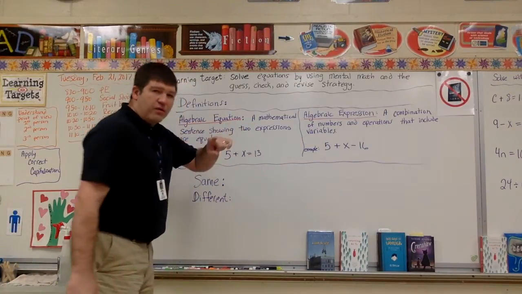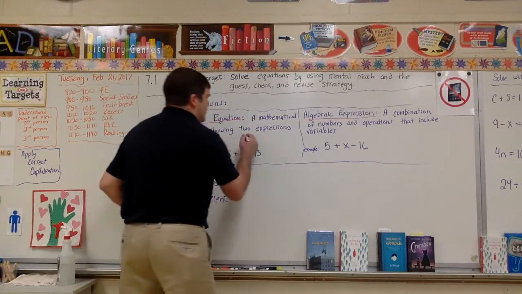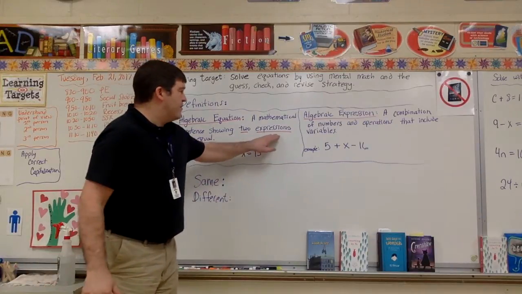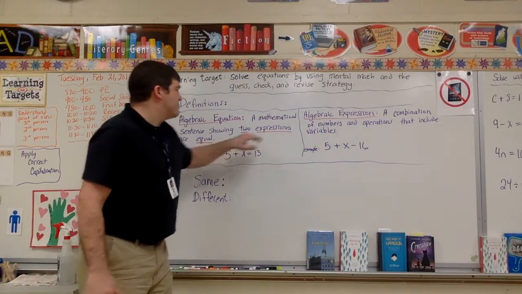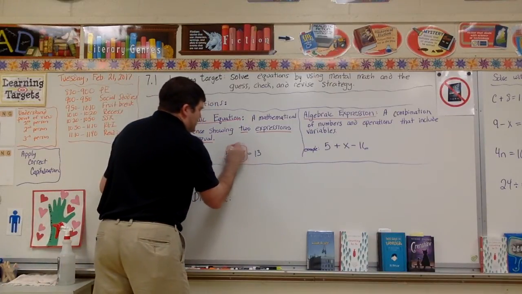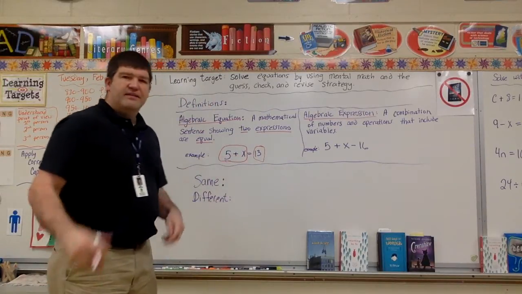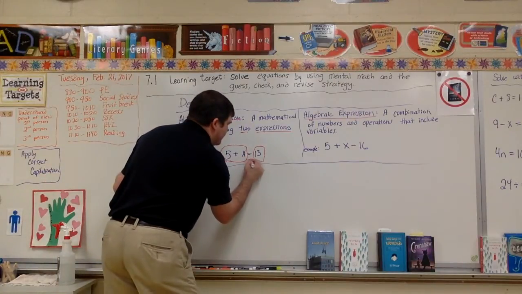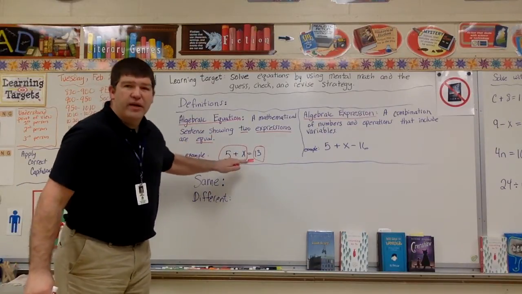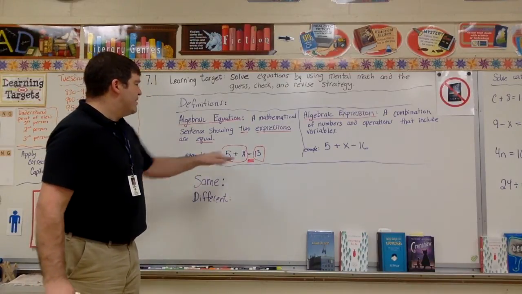Okay, algebraic equation is a mathematical sentence showing two expressions are equal. Okay, so we need to figure out what an expression is. We'll talk about that over here. Two expressions are equal. So, here's one expression, and here's one expression. So 5 plus x is an expression, and then we have this equal sign here. Very important, 13, okay? This is an algebraic equation. You have two expressions, and they're equal.